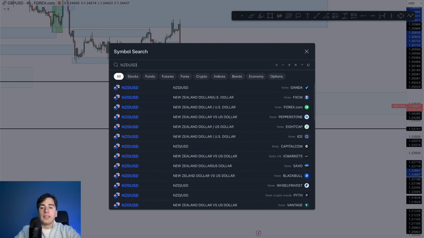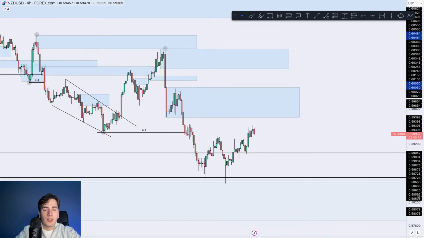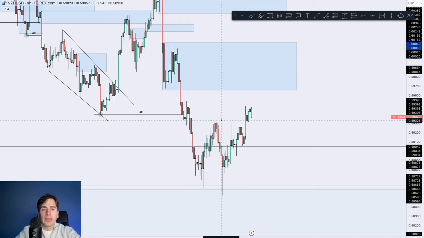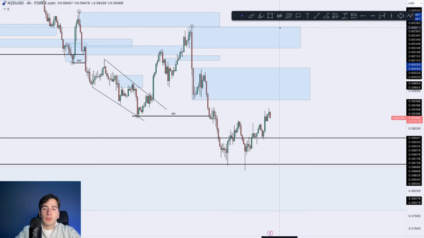Moving in towards NZDUSD. NZDUSD has been moving higher. I mean, overall, not a very clean pair at the moment. I would just wait for this higher area of supply to look for a nice short on the 4 hour. For the rest, I would just really pass on it.